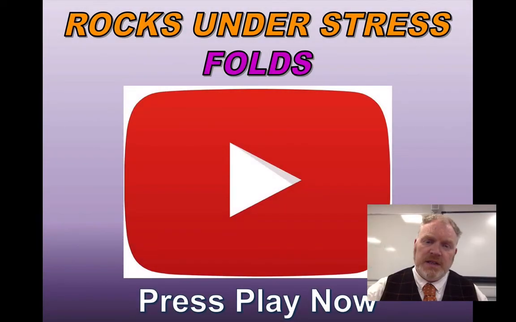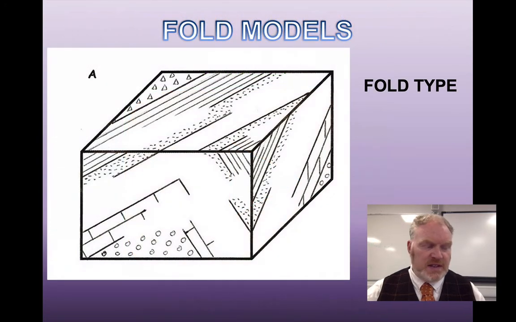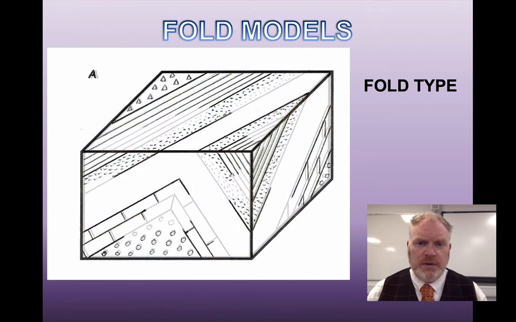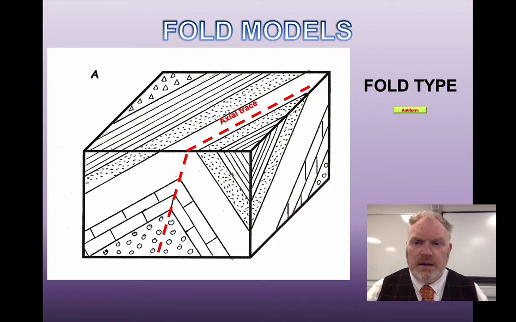Okay then, let's see what you've come up with. So this is diagram A. Let's fill in the gaps first, shall we? There we go. We can see if we look at these beds, this is an upfold. We've got the axial plane running through there, joining together the hinge points. So fairly obviously, this fold is an antiform.